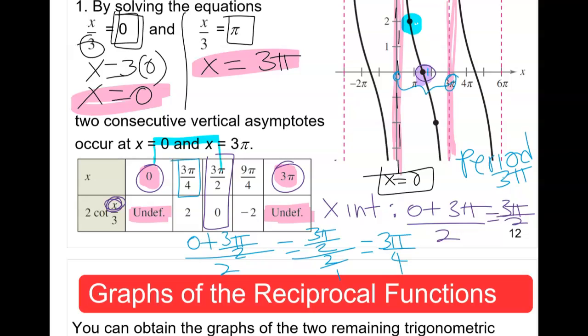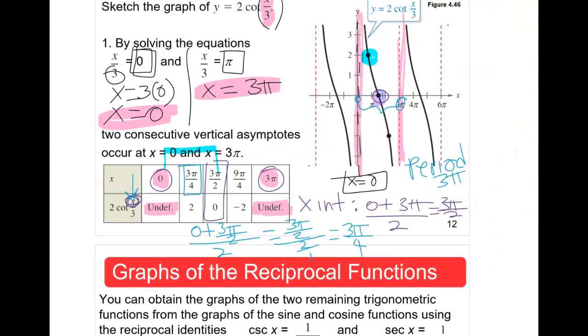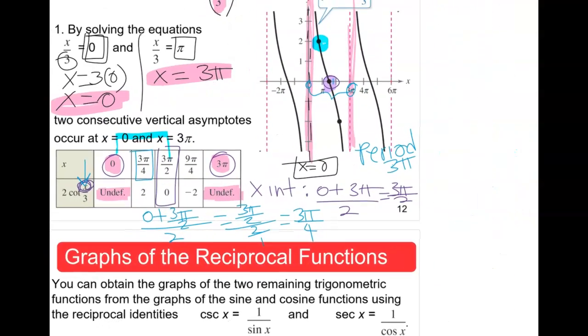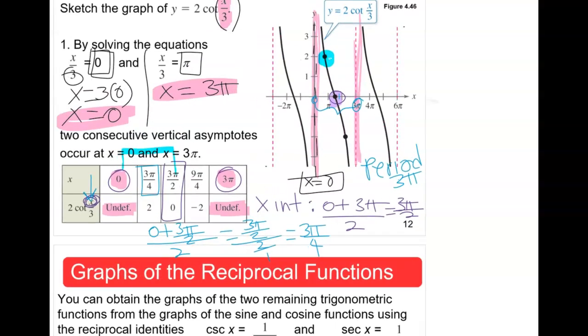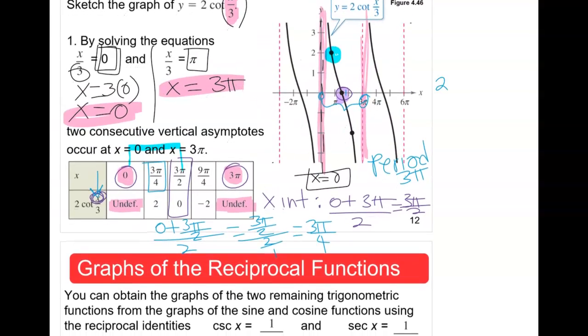And if we were to substitute that into the cotangent function, let's do it over here. So if we have 2 times the cotangent of, and what are we substituting? 3 pi over 4. 3 pi over 4, but we're still dividing by 3 here.